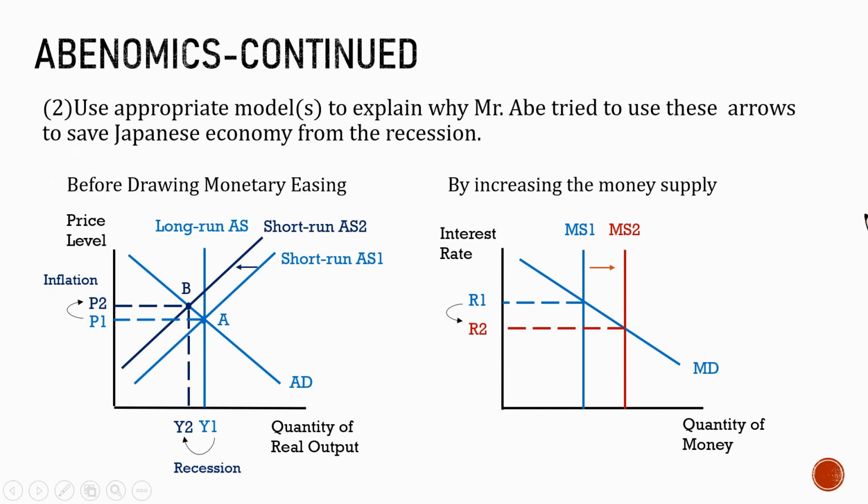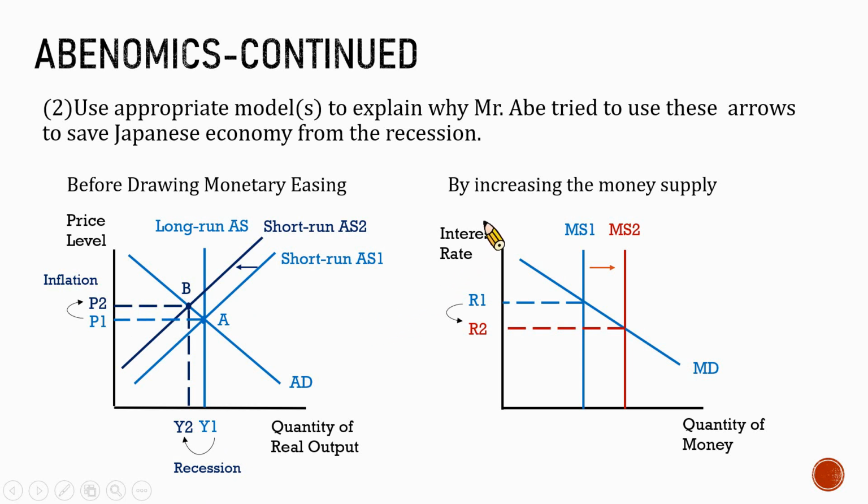Next, I'm going to use models to explain why Mr. Abe tried to use these arrows to save the Japanese economy from the recession. Due to the recession, firms in Japan had lower motivation to produce or sell products, so the short-run aggregate supply curve will shift to the left and cause point A to move to point B, causing a fall in the quantity of real output and price inflation.